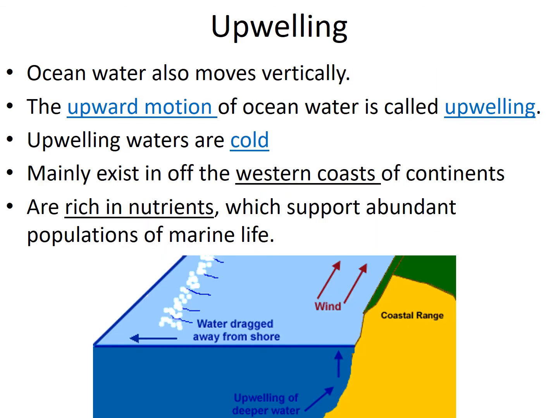Upwelling. Ocean water also moves vertically. The upward motion of the ocean is called upwelling. Upwelling waters are cold, and they mainly exist off western coasts of continents. And they are rich in nutrients, which support abundant populations of marine life.